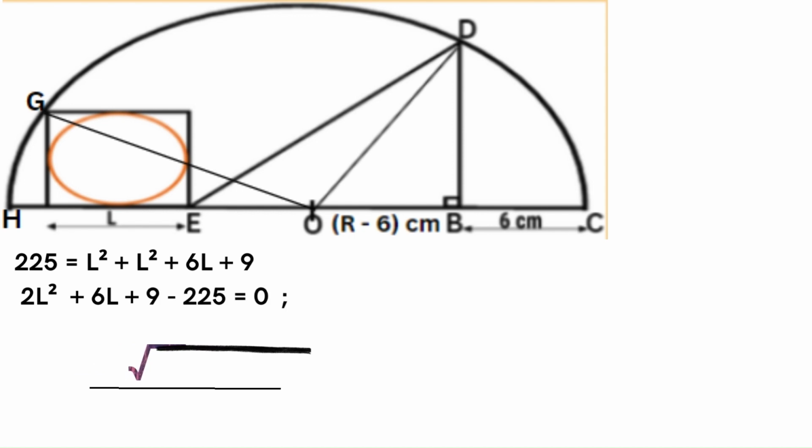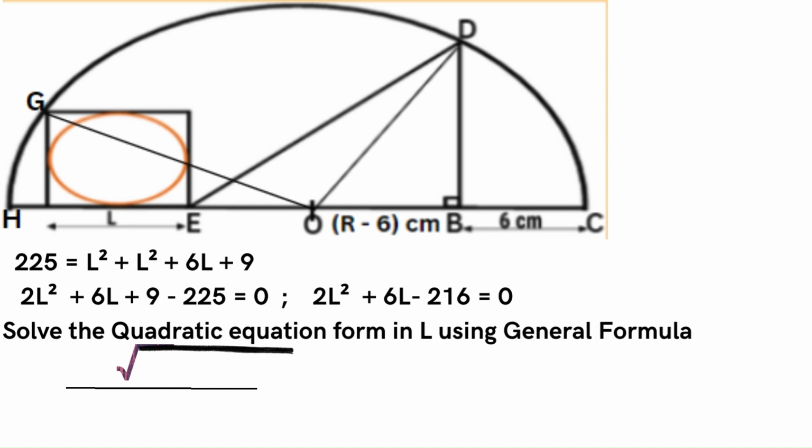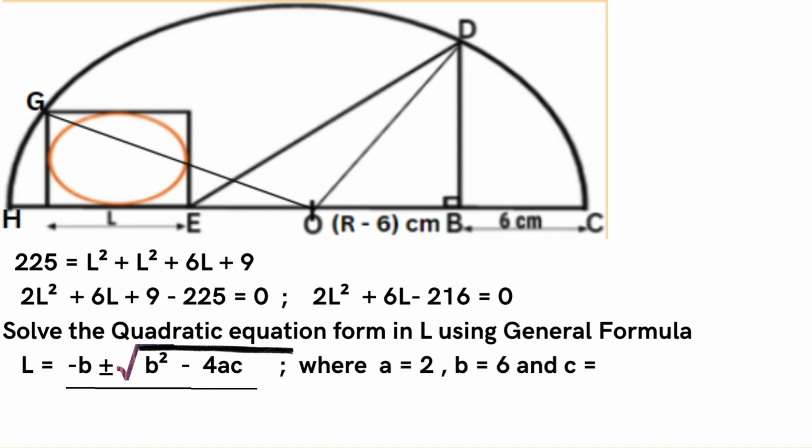Rearrange the terms of the equation in L to one side of the equation. This is a quadratic equation, and so we can solve using the general formula as shown on the screen. Here, A equals 2, B equals 6 and C equals negative 216. Substitute coefficients of terms and simplify to get the value of L.